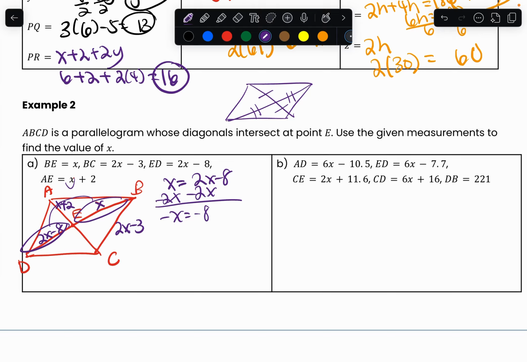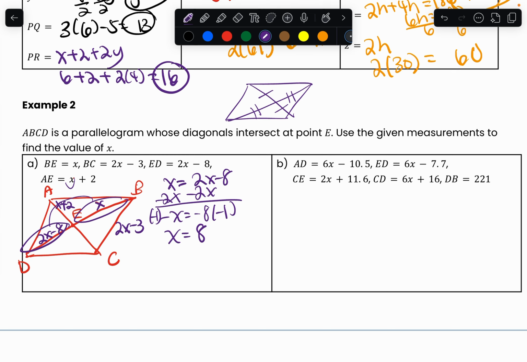Realize that I want my answer as x, not negative. So how can I get rid of the negative? Well, I can multiply both sides by negative 1, because if I do this, a negative times negative makes a positive. So this becomes positive x. And the other one, negative 8 times negative 1, gives us a positive 8. And this is how I solve this question right here.